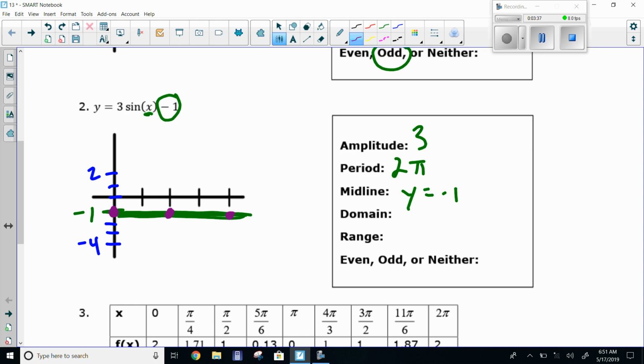And since there's no negative in the front, that means the high point falls between the first 2, and the low point happens between the second 2. So it goes like this. So again, this one should be relatively easy.